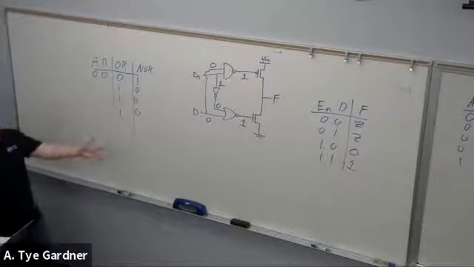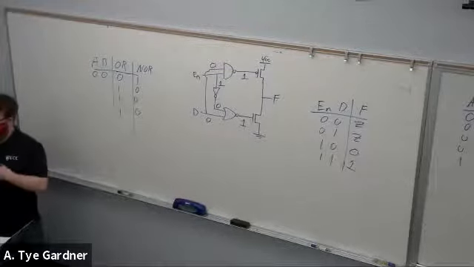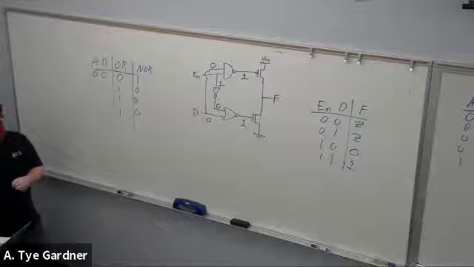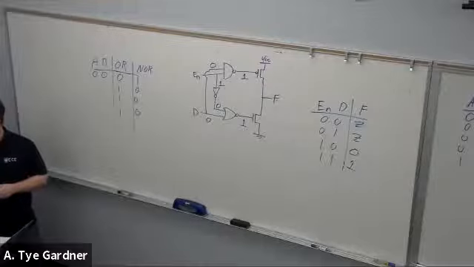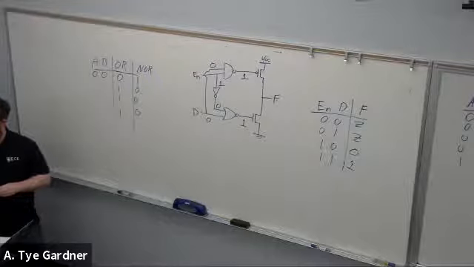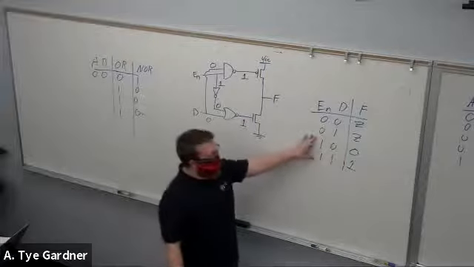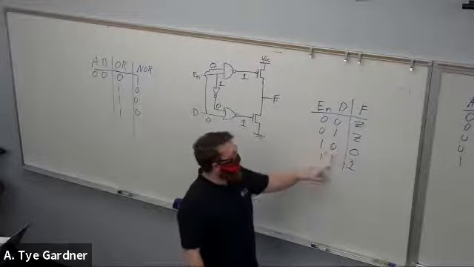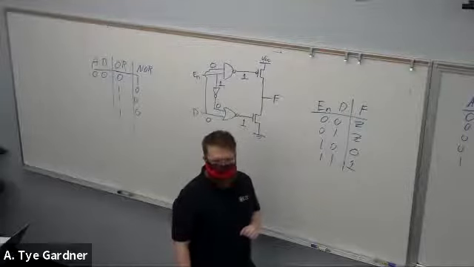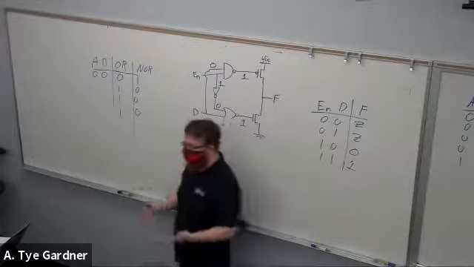So what is this device then? I may ask you, what is another way to describe this device? It's a buffer with an enable. Right? Because if the enable is on, F is just D. It's a buffer with an enable.